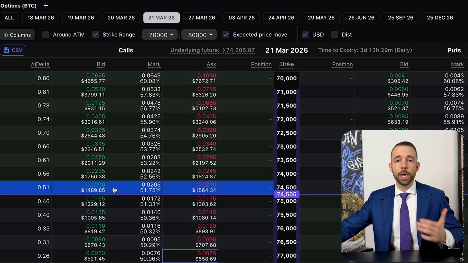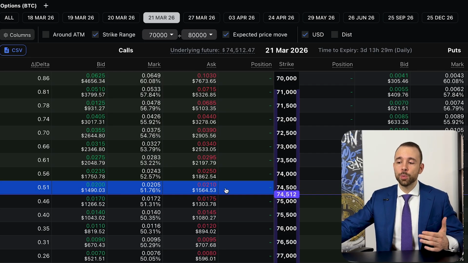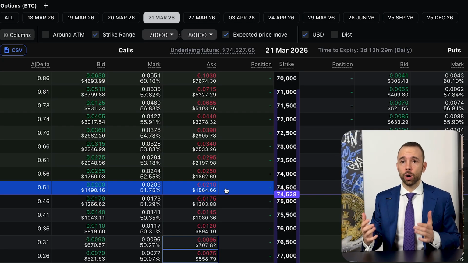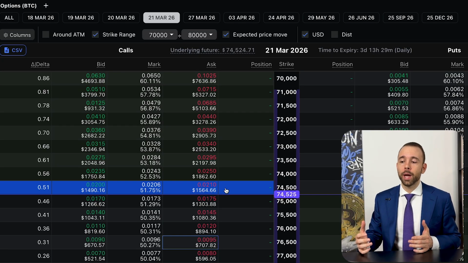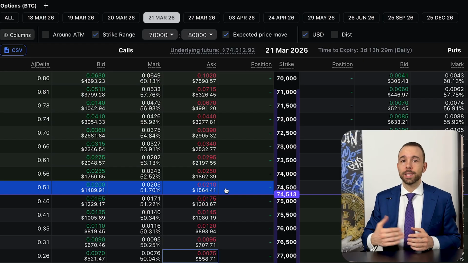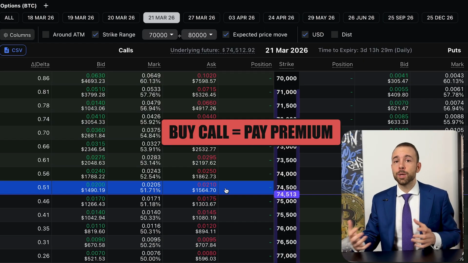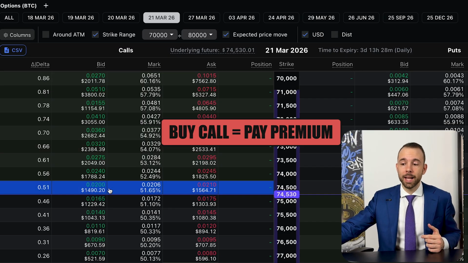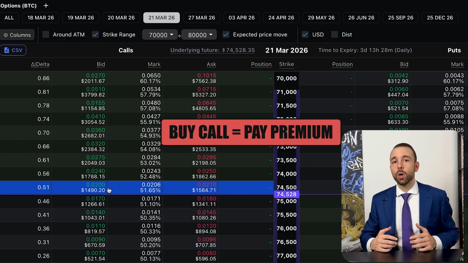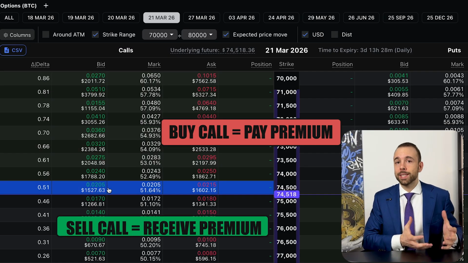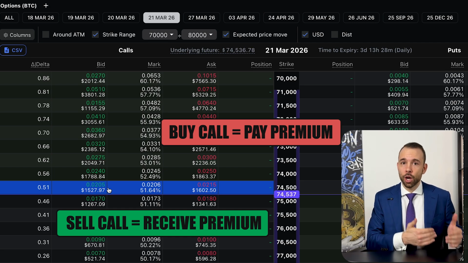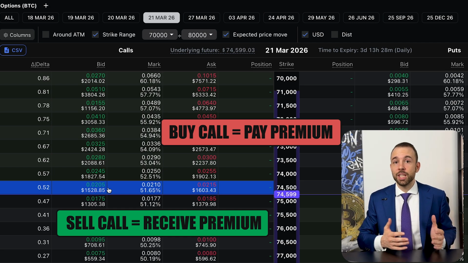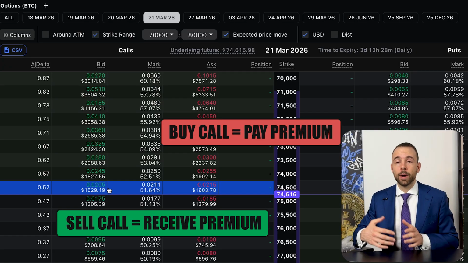Also, there is a great way to keep in mind which price you have to look at. For example, if I would like to buy the call option, I have to take a look at the red price, because in this case I have to pay, and the price will be deducted from my account. If I would like to sell the option, I have to take a look at the green price, because in this case I'm selling the option and I'm receiving this premium. So that means this premium will be added to my account.